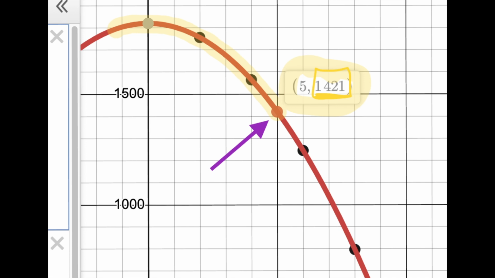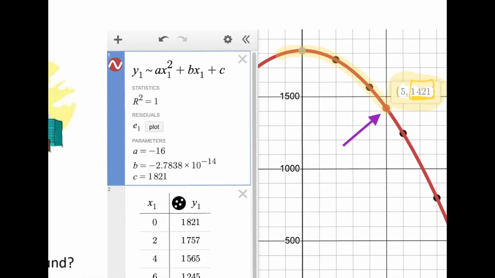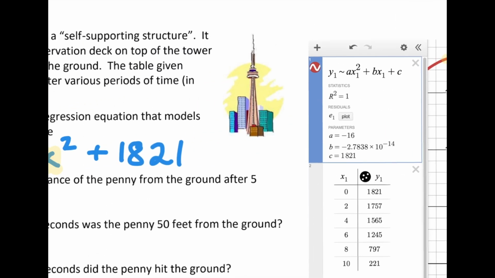And so my answer then to that question, after 5 seconds, is that the penny is going to be 1,421 feet off the ground.